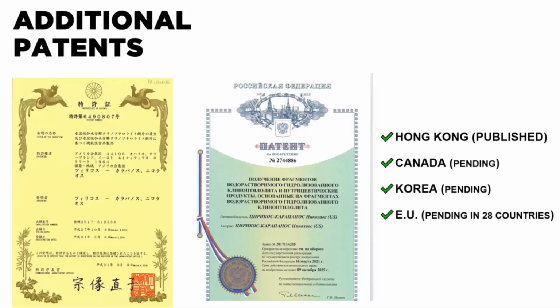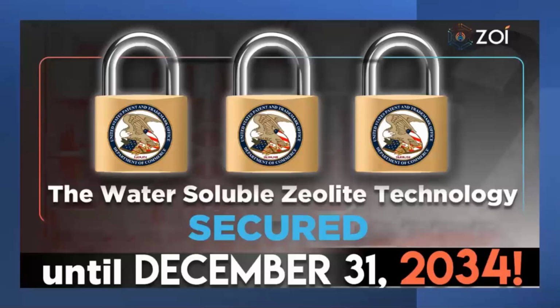So what does this mean to each of you on this webinar this evening? What it means to you is that ZOI Global has a proven, innovative technology, and no one else may have access to it. ZOI's innovative technology is secured through December 31st, 2034. And currently, we expect that to be locked down beyond December 31, 2034.